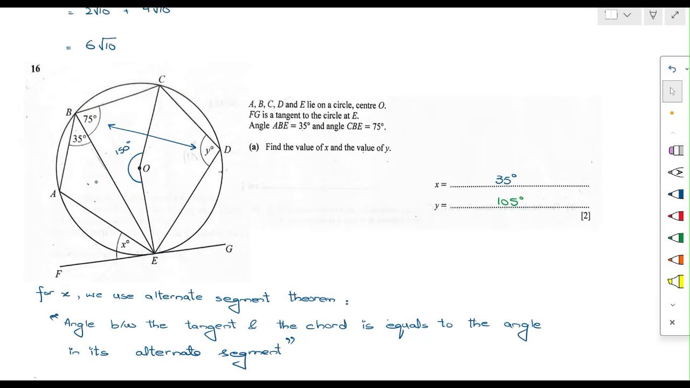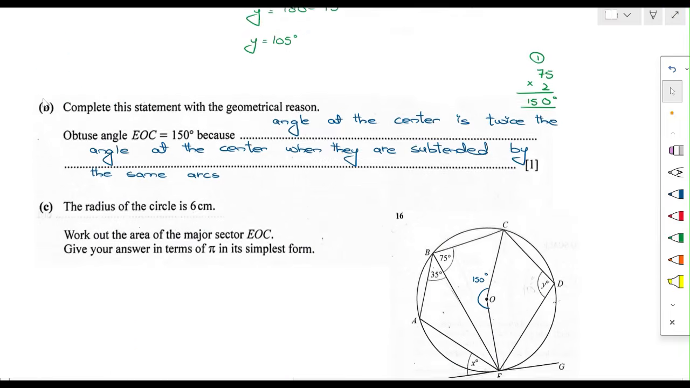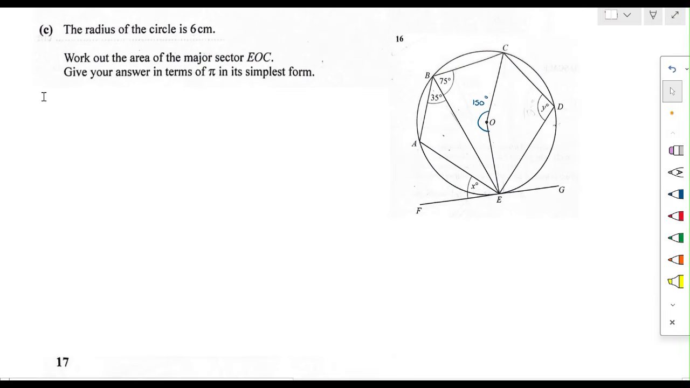Here is the correction video of question number 16 part C, Feb March 2026, IGCSE Mathematics Paper 2. Okay, now in question number 16 part C, I did the mistake. We need to figure out the area of the major sector.